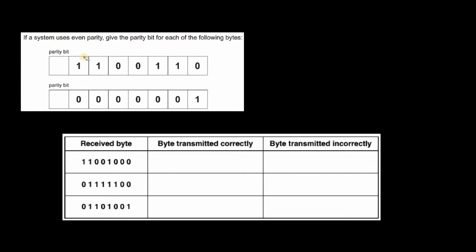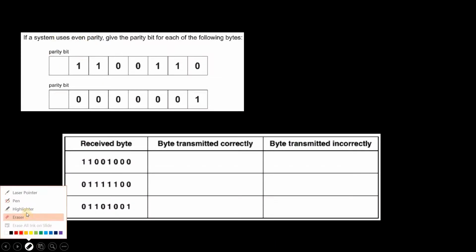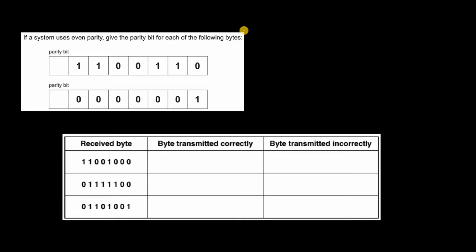If a system uses even parity, give the parity bit for each of the following bytes. Tell me the answer. Even parity has been used. 1, 2, 3, 4. Already 4 ones are there. So what is it going to fill? Yes, it is 0. If I make 1 here, that is going to be odd, right? So it can't be odd.